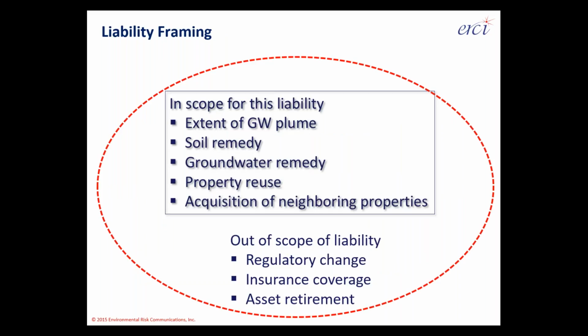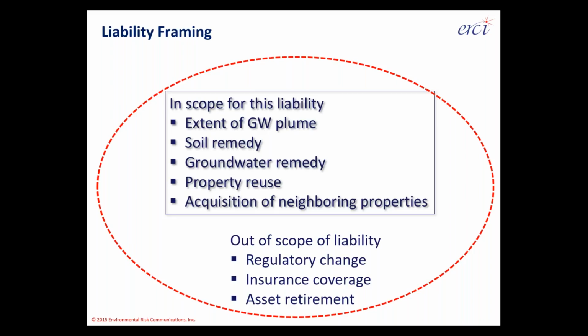From there, to go with the pyramid of the decision hierarchy, we can use a framing expression of where the liability is and isn't, what's in and out of scope for the problem as well as prospectively for a solution. So again, it's both a definition of the problem and solution, and it's laid out by how we draw these borders and put labels of issues inside of or outside of those individual boundaries. So again, in scope for liability includes the 5 items that you see there: the extent of the groundwater plume, what remedy we're going to pick for the soil and for the groundwater, how we're going to reuse the property, what done looks like for that, as well as whether we're going to acquire neighboring properties. We're saying for this liability, that's in scope.